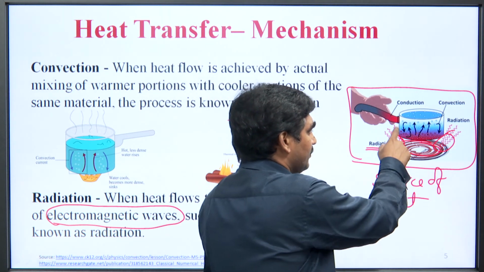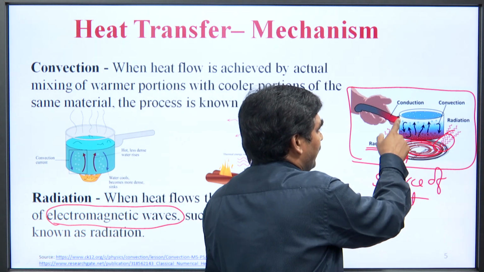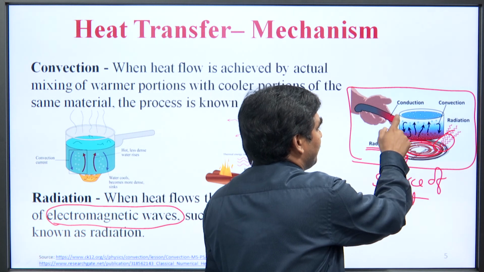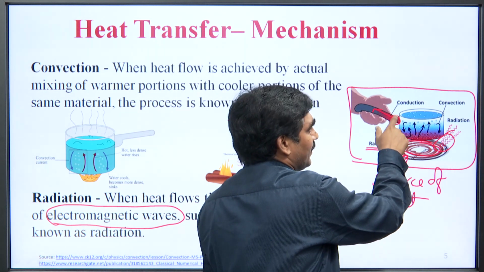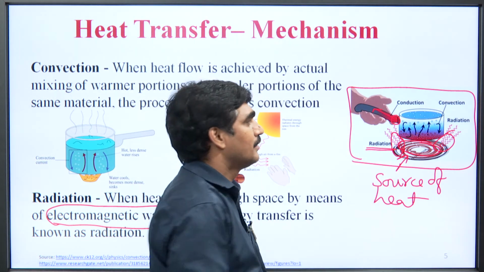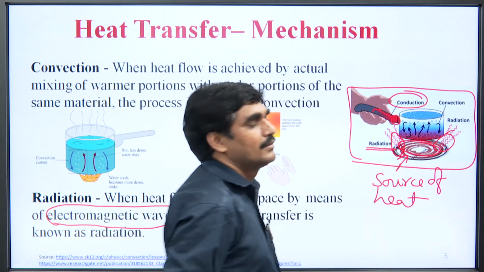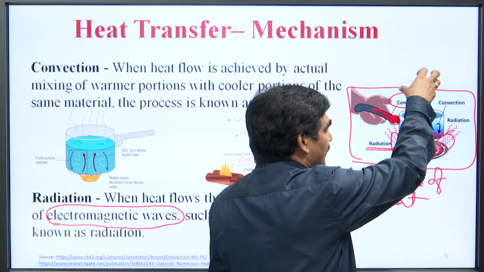Okay. As soon as this pan gets heated, the pan transfers its heat from this place to this side, means hotter region to cooler region. Here the transfer of heat takes place by conduction.